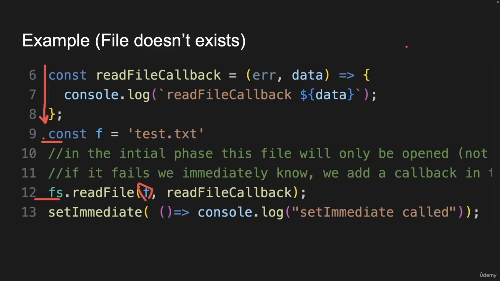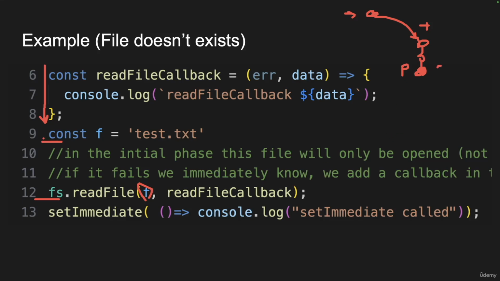So immediately I'm in the initial phase, I go to timer, right? And then the other phases, and then I'm in the poll phase here. While I am here, I immediately know that there is a callback that is ready to run. There is no read.